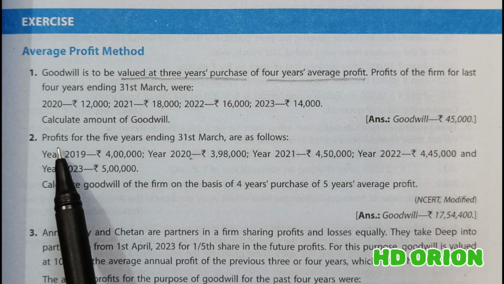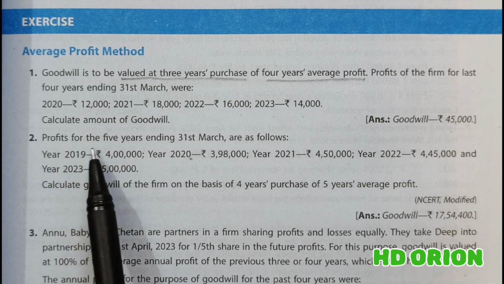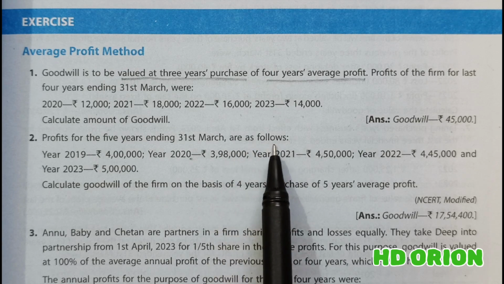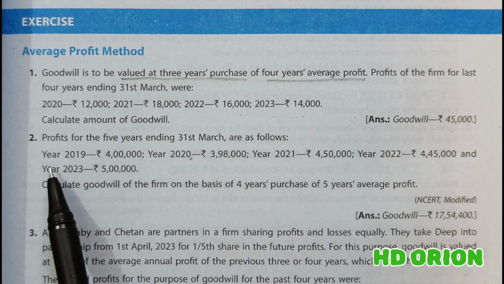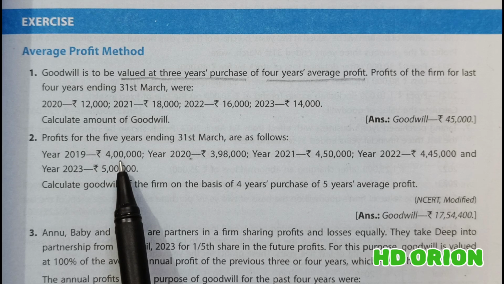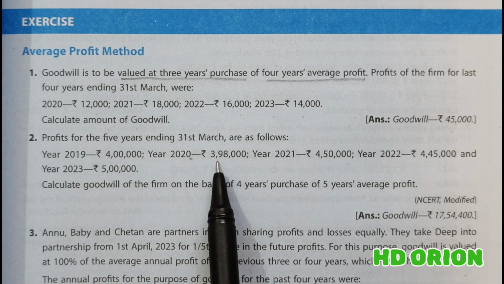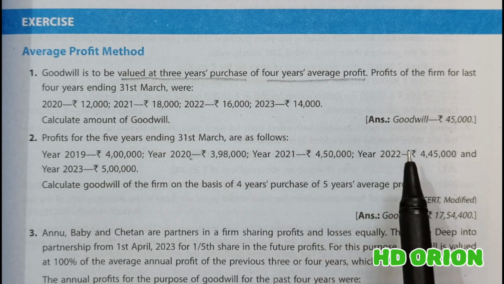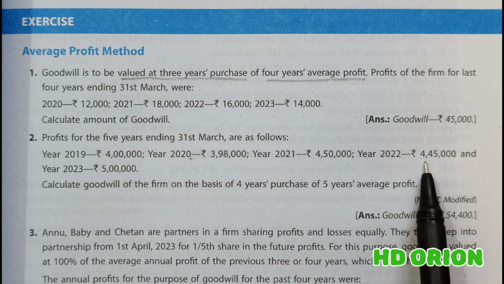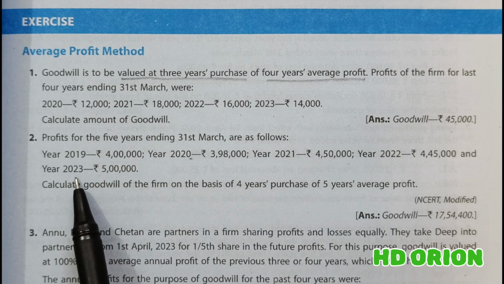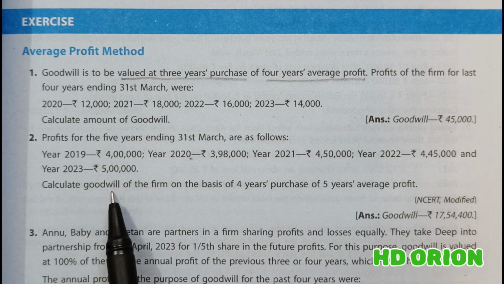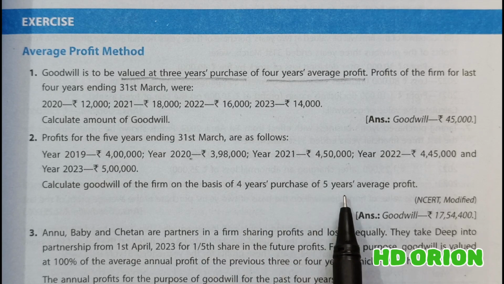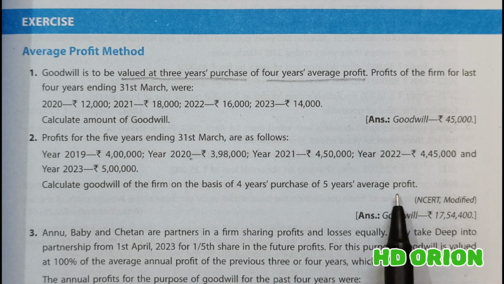Now question number 2. Profits for the 5 years ending 31st March are as follows. Year 2019 rupees 4 lakh, 2020 rupees 3 lakh 98,000, 2021 rupees 4 lakh 50,000, 2022 rupees 4 lakh 45,000 and 2023 rupees 5 lakh. Calculate goodwill of the firm on the basis of 4 years purchase of 5 years average profit.